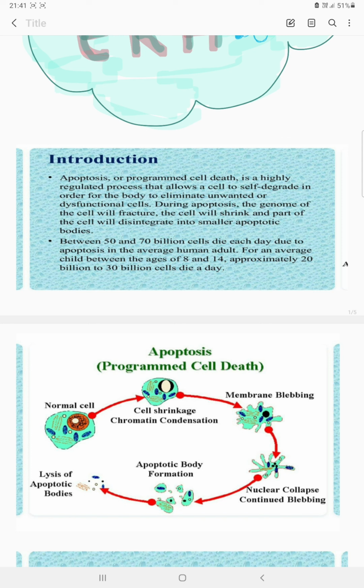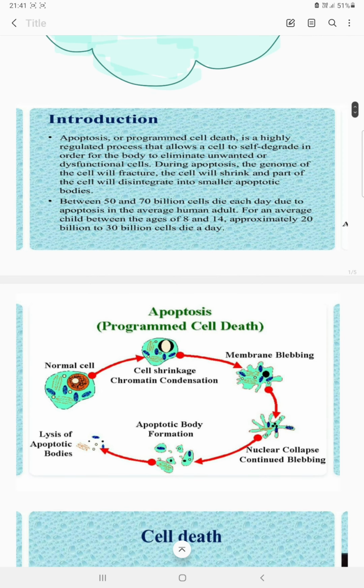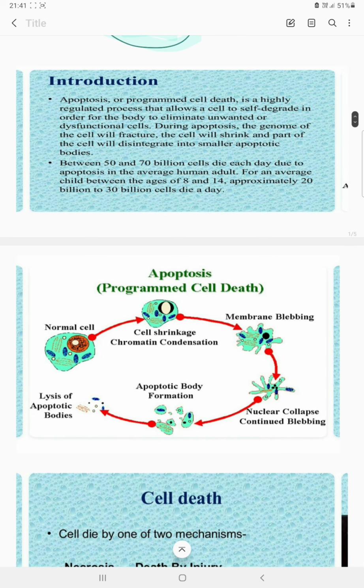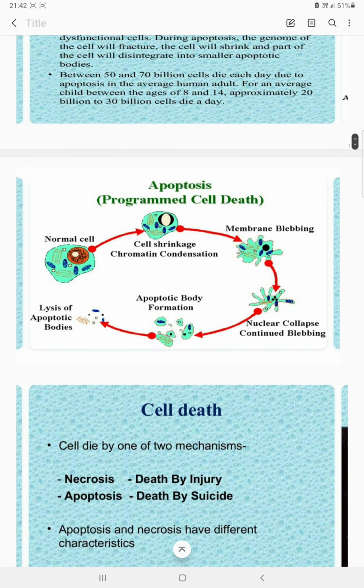Between 50 to 70 billion cells die each day due to apoptosis in an average human adult. For an average child between the ages of 8 to 14, approximately 20 billion to 30 billion cells die in a day. So this is basically a diagram of normal apoptosis. I will explain this.